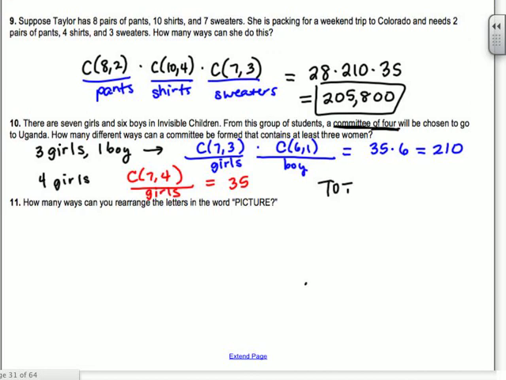So your total: how many different ways can the committee be formed? Well, there are 210 ways to have 3 girls and 1 boy, and there's 35 ways to have 4 girls. Do I multiply them? Do I add them? Do I divide them? What do I do? Add them, right? So you do 210 plus 35, so you get 245. So 245 ways to select the committee.